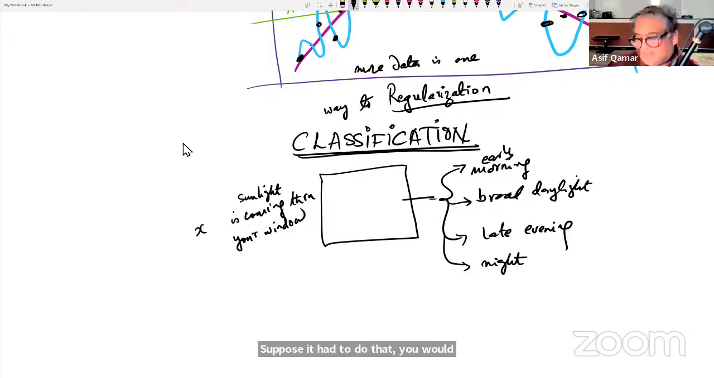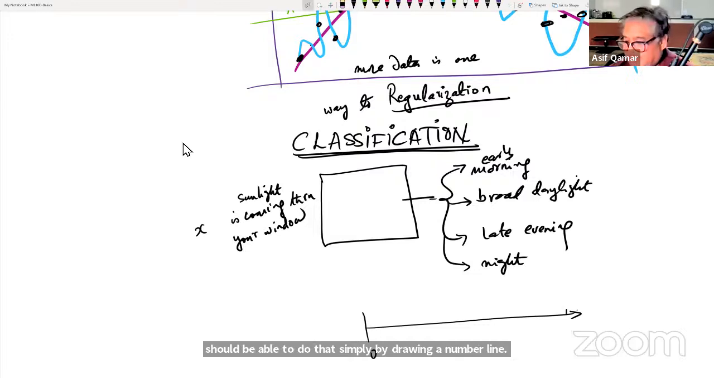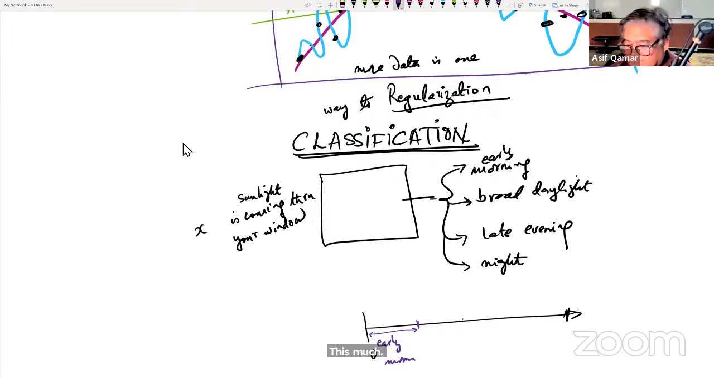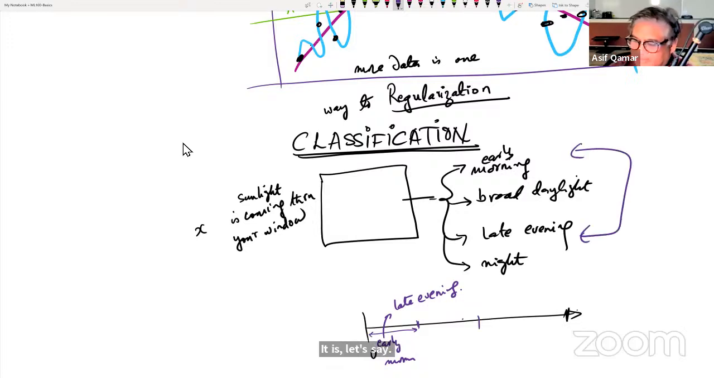It should be able to do that simply by drawing a number line from 0, how much light is coming in, and you would agree that all you're doing is finding, in a sense, certain cutoff points. You say, all right, up to this level of brightness coming through the window, I will call early morning. Maybe these two will have to club together in this example. So it is early morning / late evening.